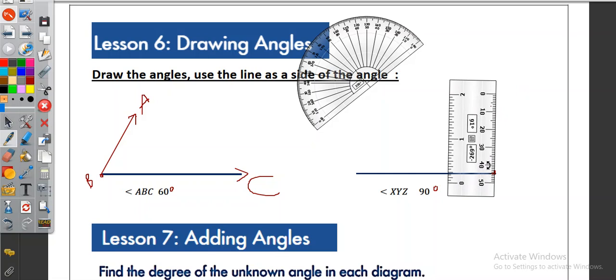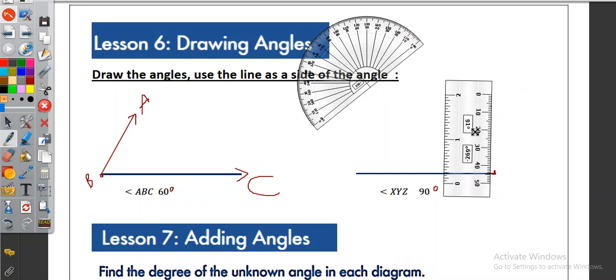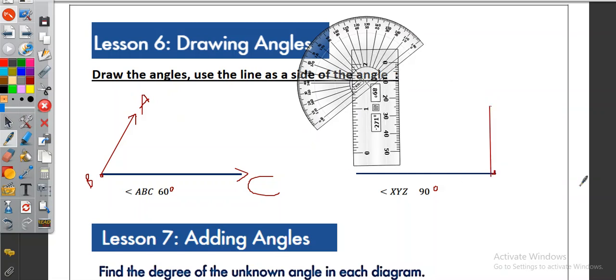Take your time drawing. Okay, look, it's not exactly. Yes, here it is. Draw a line. This is called a right angle. This is X. Remember, Y is in the middle, so Y is here. And this is Z.